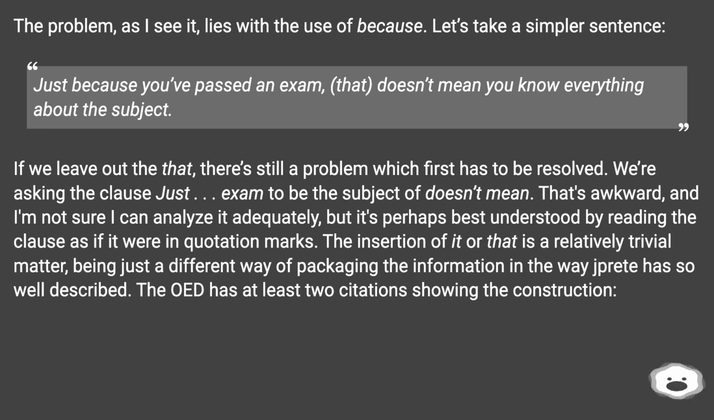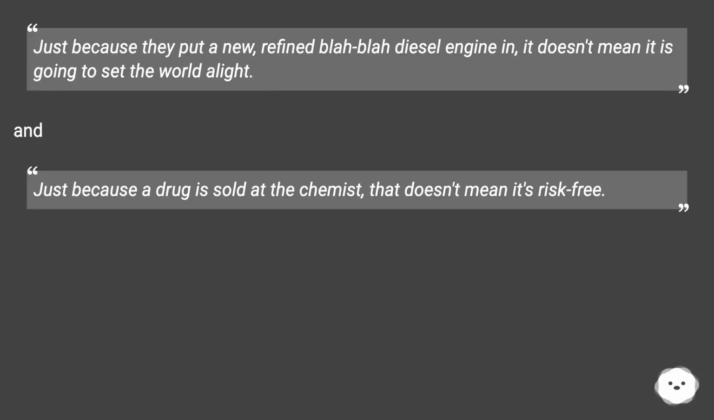The insertion of "it" or "that" is a relatively trivial matter, being just a different way of packaging the information in the way Jake Reed has so well described. The OED has at least 2 citations showing the construction: "Just because they put a new, refined blah blah diesel engine in, it doesn't mean it is going to set the world alight." And: "Just because a drug is sold at the chemist, that doesn't mean it's risk-free."